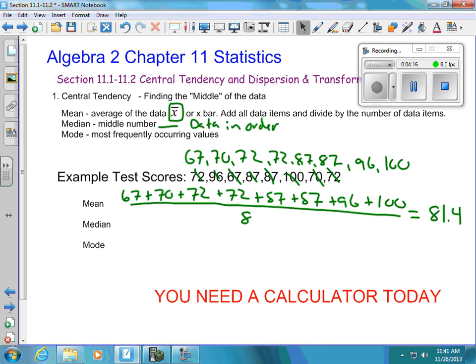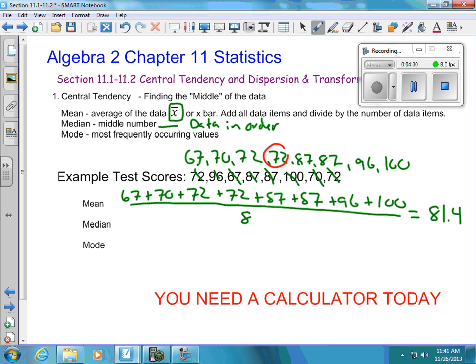Median. The median is the middle number when you put them in order. There are 8 data values, right? So if we count in 1, 2, 3, 4, that's 72, and from the other end 1, 2, 3, 4, that's 87. There are 2 middle numbers. When there's an even number, we take the 2 middle numbers, 72 and 87, add them up and divide by 2. The halfway point between those is 79.5.